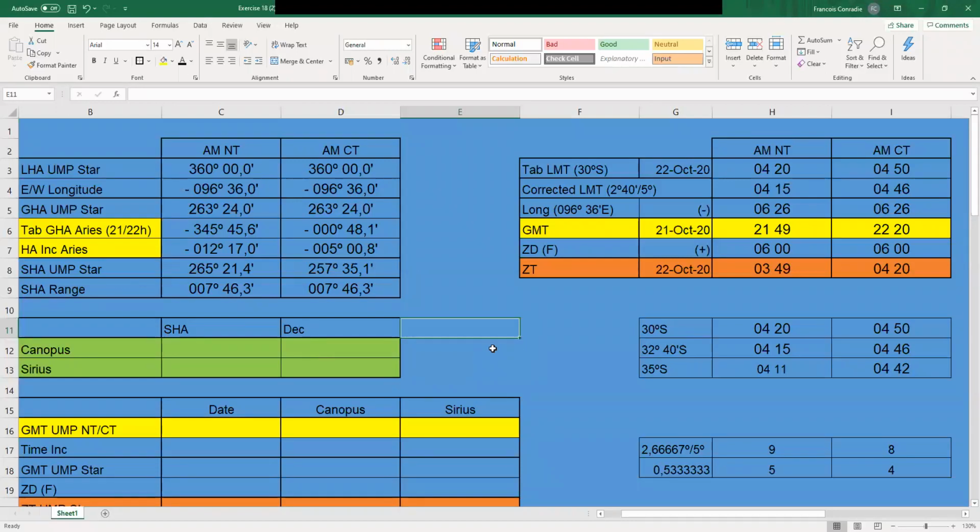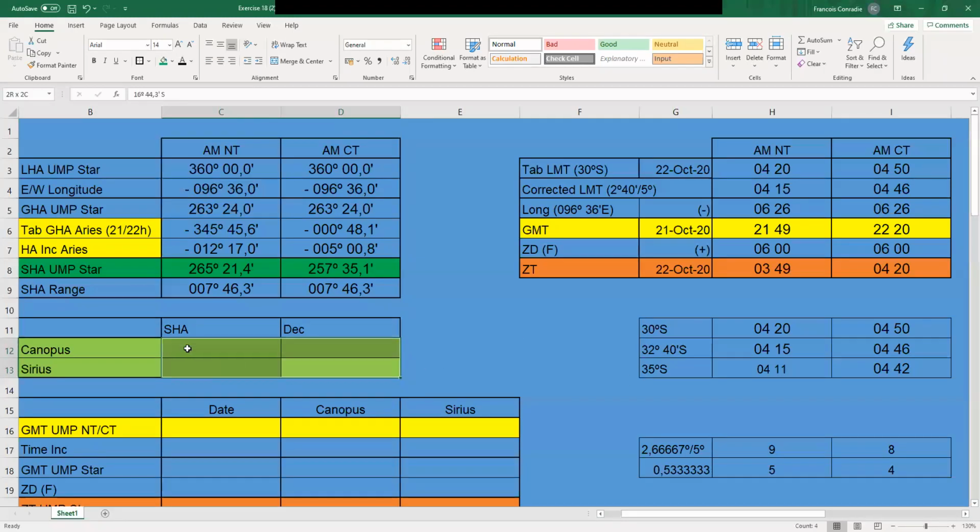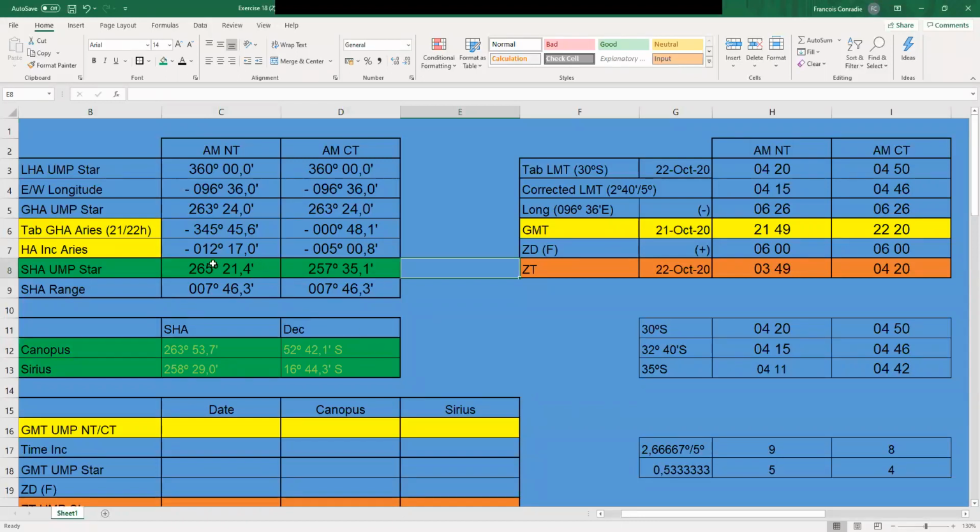Working this way, it's always going to be minus. Now that we have these parameters for SHA, we know the stars we are looking for: a star that has an SHA anywhere between 257°35.1′ and 265°21.4′. I'm just going to put that in green. Any star that has an SHA in this range, we will be looking at.